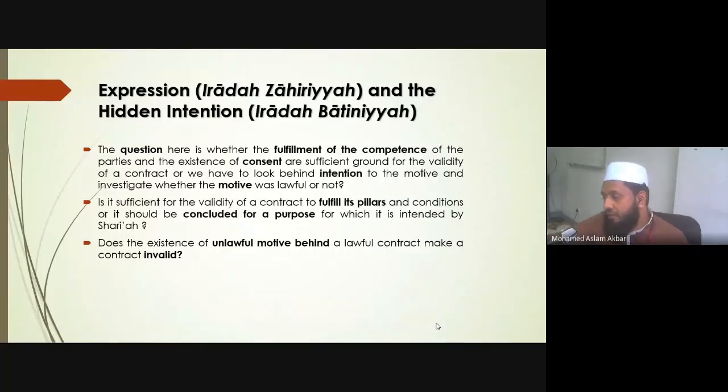So this is the fiqhi hukm that you need to learn at this stage. Let me just go through the slides. So here it is. The question here is whether the fulfillment of the competence of the parties and the existence of consent are sufficient grounds for the validity of a contract, or we have to look behind the intention. Is it sufficient for the validity of a contract to fulfill its pillars and conditions, or should it be concluded for a purpose for which it is intended by Sharia?